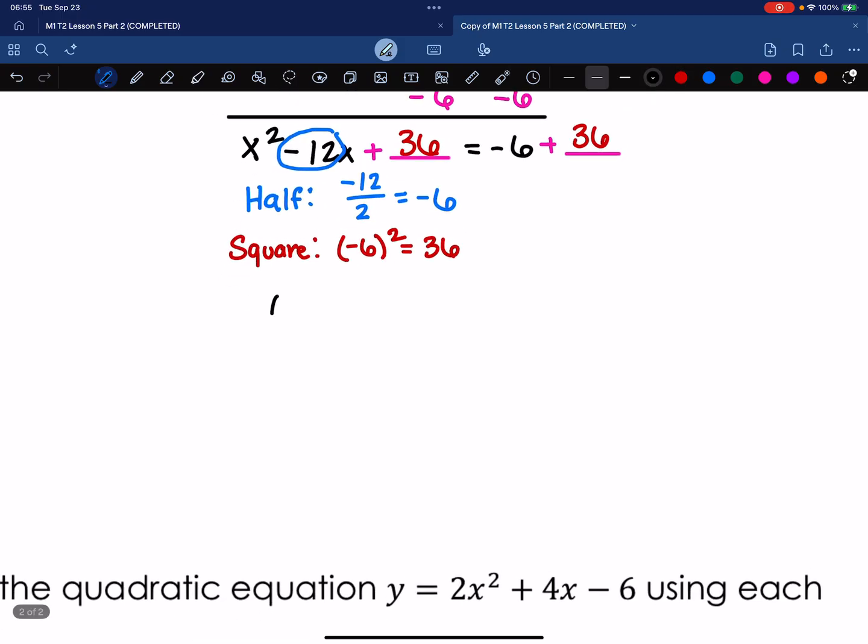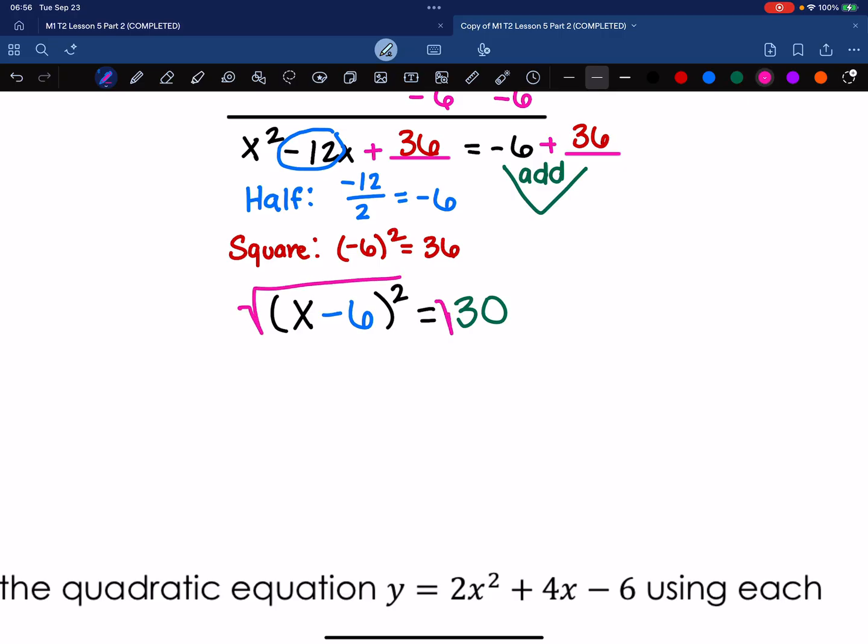Then we can go into our shortcut. So we're going to have something in parentheses squared. It's going to be our variable and then our half term, and it's set equal to these two right here when they're added. So negative 6 plus 36 is 30. Okay, from here you can go ahead and solve.